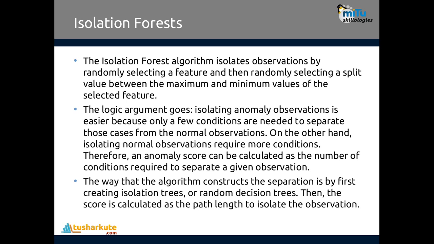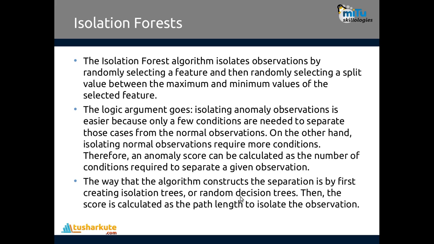Isolation forest is an algorithm that isolates observations by randomly selecting a feature and then randomly selecting a split value between the maximum and minimum values of the selected feature. The logic is like this. Isolating an anomalous observation is easier, because only a few conditions are needed to separate those cases from the normal observations. On the other hand, isolating normal observations requires more conditions. Therefore, an anomaly score can be calculated as the number of conditions required to separate a given observation.